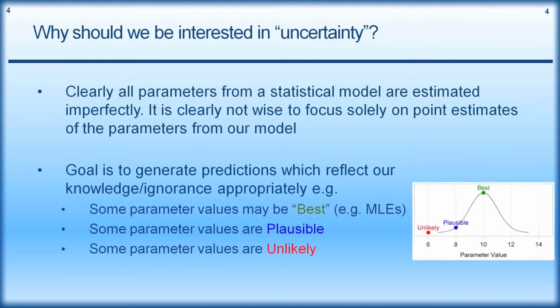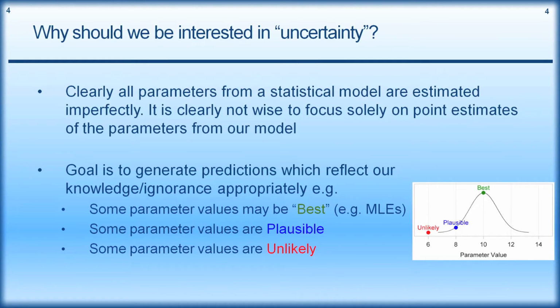So why should we be interested in uncertainty? Clearly, all parameters from a statistical model are estimated imperfectly. It is clearly not wise to focus solely on point estimates of the parameters from our model. So if we have an ED50 estimated at 10, we would like to know if it's 10 plus or minus 1 or 10 plus or minus 10. That clearly has a big role in how confident we can be about the robustness of the results.